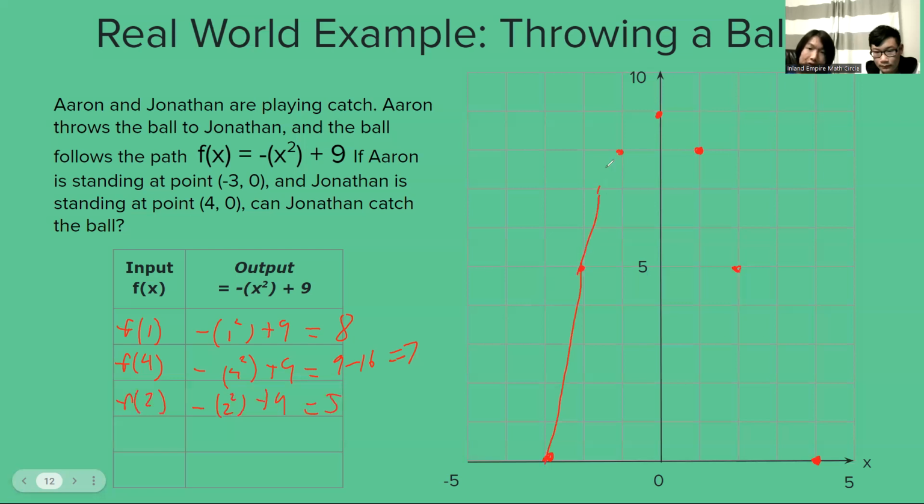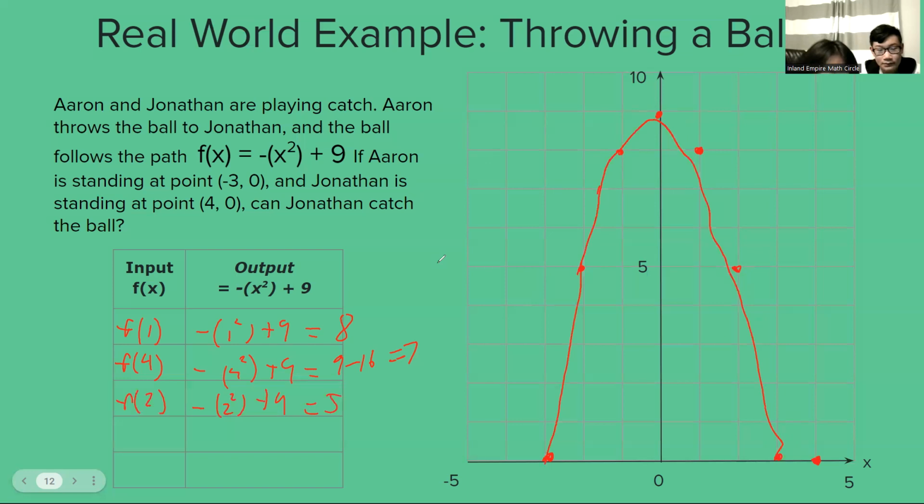Because Aaron threw the ball, of course it started from there. Then you just follow this curve around, and we'll see it's something like this. So now we can see that Jonathan obviously could not catch that ball. And if we did continue the line, we would see that when x equals 4, it does go down.